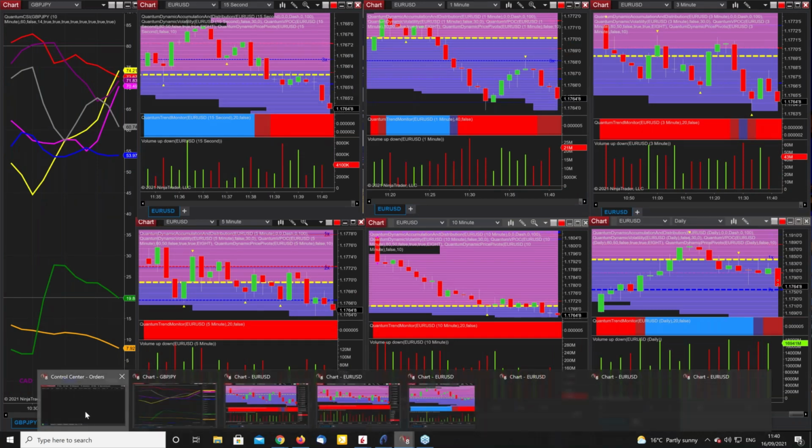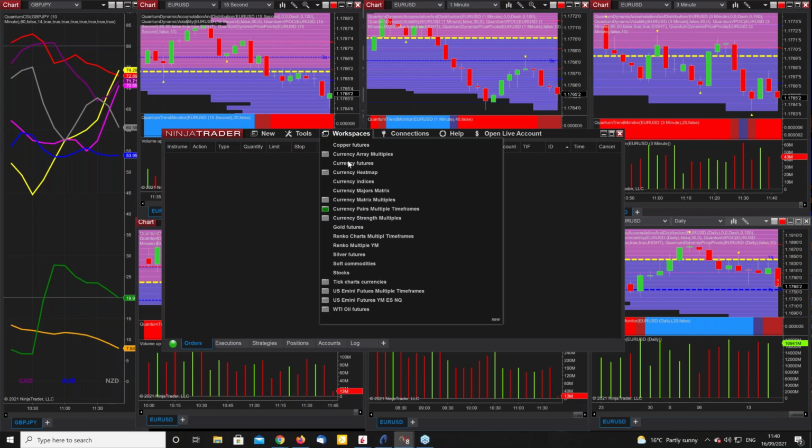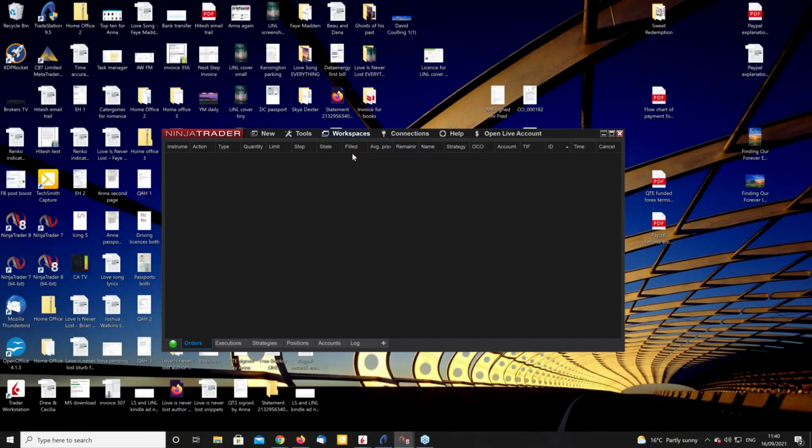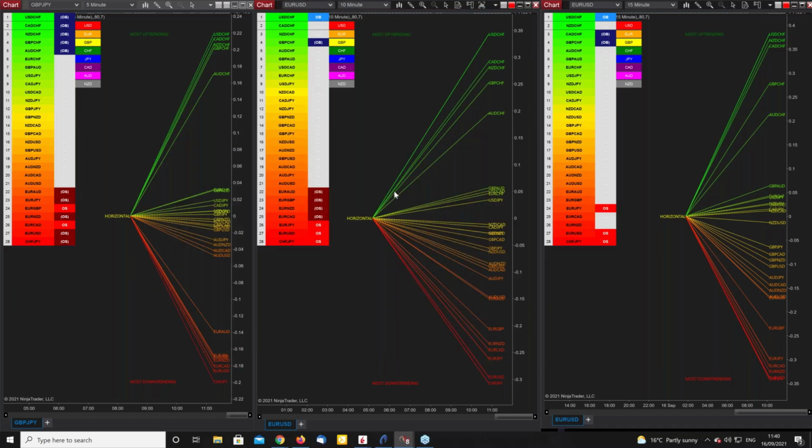Very quickly, and then I'll pass back to Anna. Let me hop over onto the currency array. Anna mentioned this, and it's very important. I just want to highlight it because we get asked this question a lot. I use these a lot, but bear in mind, the currency array is a slower time frame.